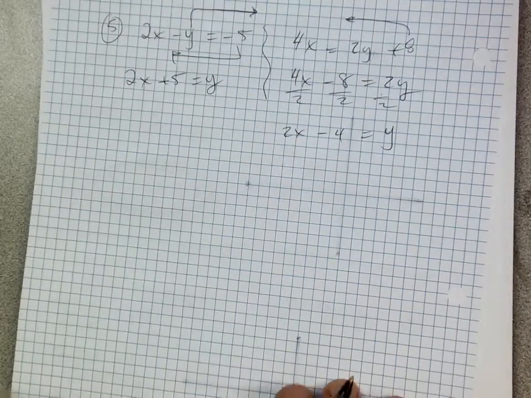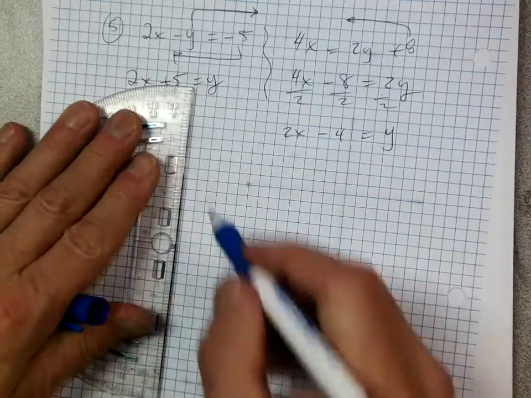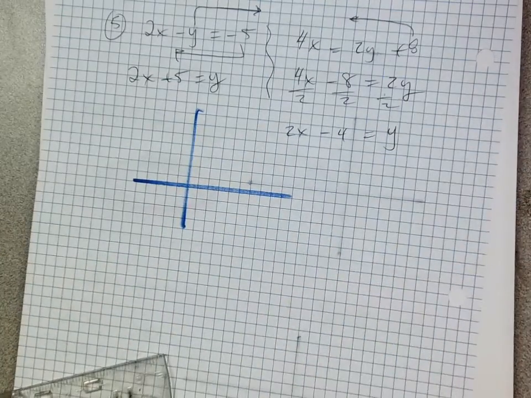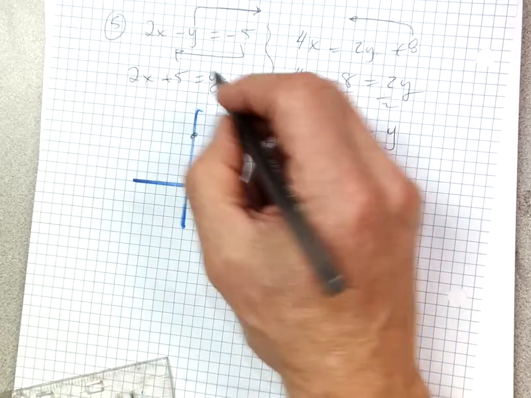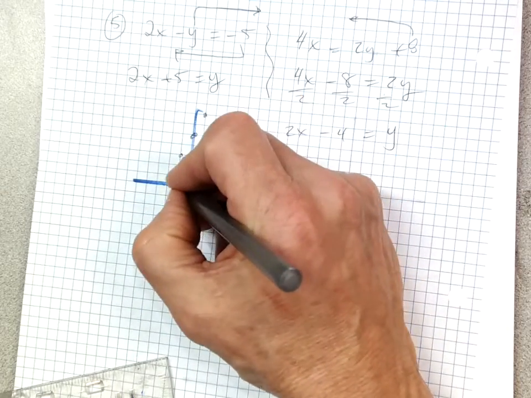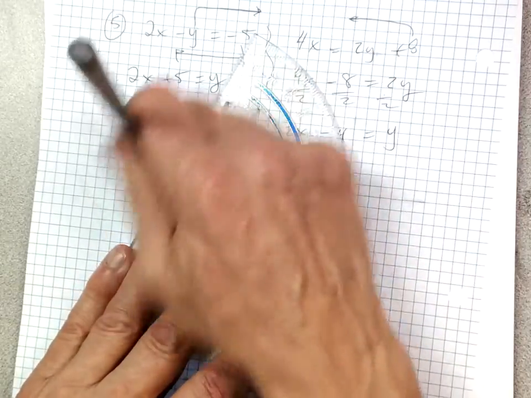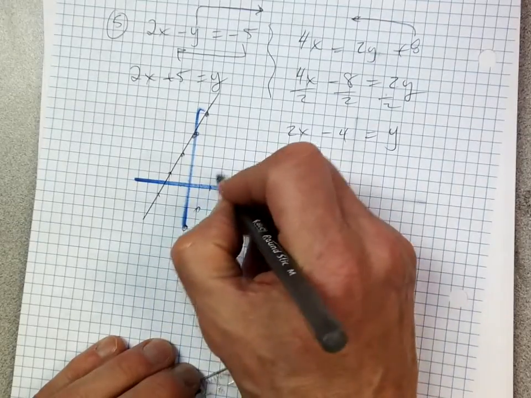Now, before I even graph it, I already know they're parallel. How do I know that already? Same slope, right? So if I did graph them, which I will, 1, 2, 3, 4, 5, start at 5, up 2 over 1, up 2 over 1. So the first equation looks like this. Second equation, 1, 2, 3, 4, looks like this.